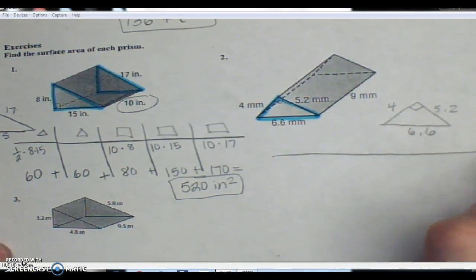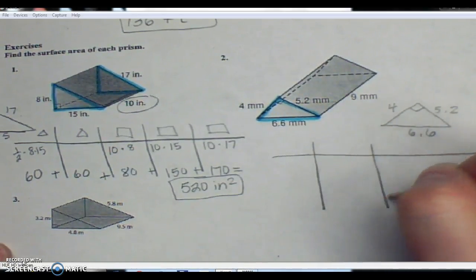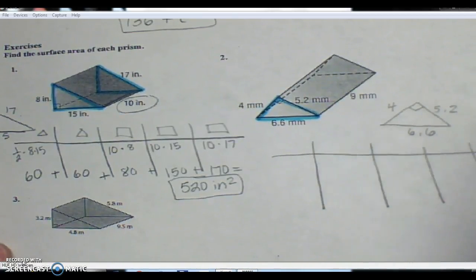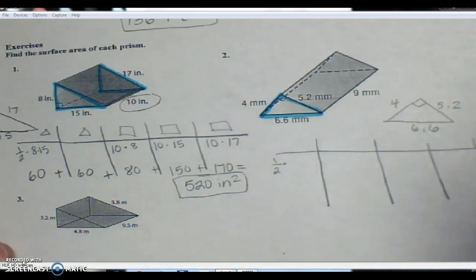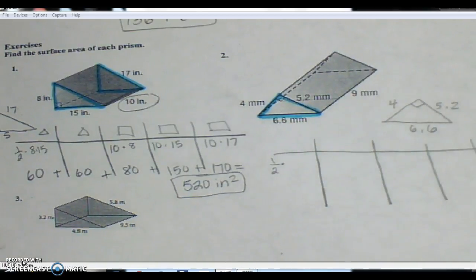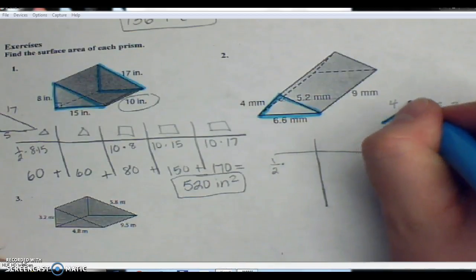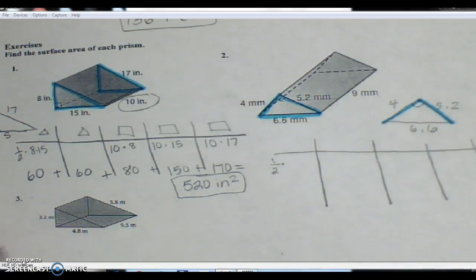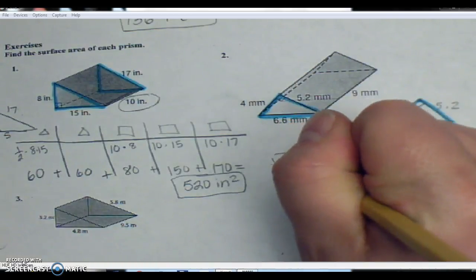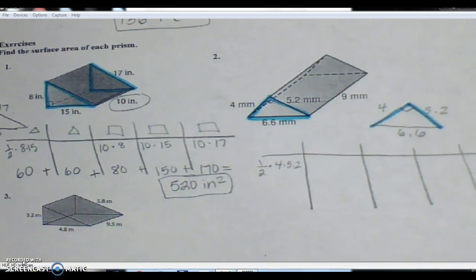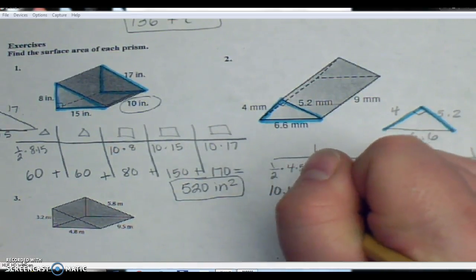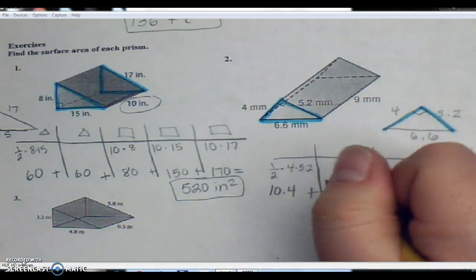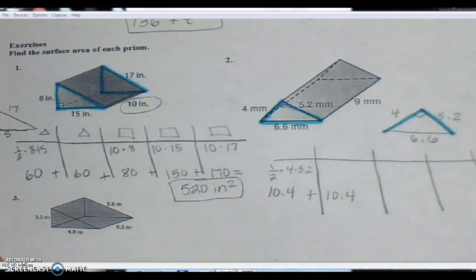So when I draw in my chart, let's start with my triangle. Let's find the area of my triangle. So 1/2 times. Find that right angle, remember, and those 2 sides that make the right angle, that's my height and my base. So 4 times 5.2. So we get an area of 10.4. Plus, that second triangle is also 10.4.